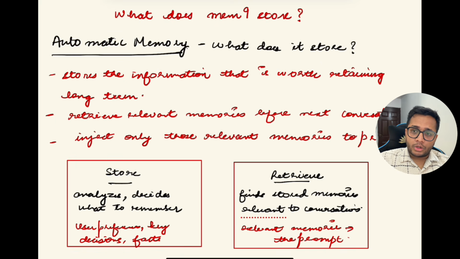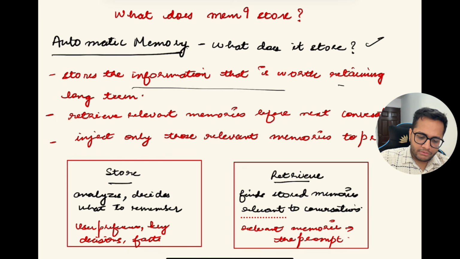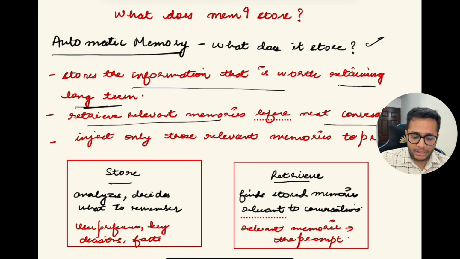We also talked about automatic memory, like what exactly does Mem9 store? So you can call it automatic memory. It stores the information that is worth retaining long term. So it looks out for that information in the context, in the conversation that is worth remembering for a longer period of time, and then retrieves relevant memories before the next conversation. So it keeps those memories ready. Whenever there's a retrieval request, it has those memories in hand to get things out, and it injects only those relevant memories to the prompt.